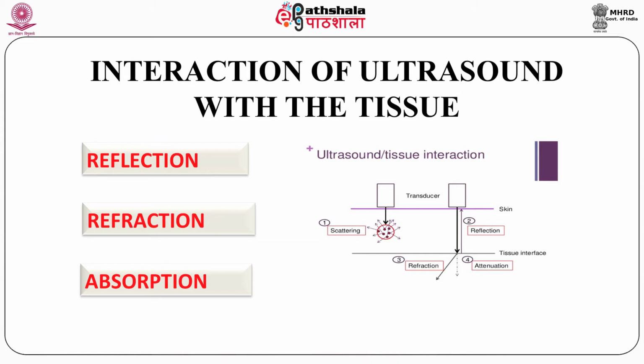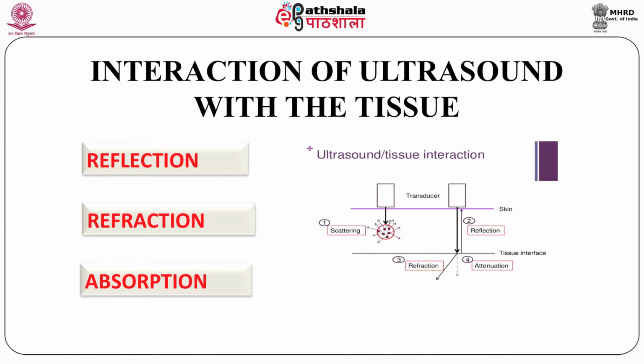Now coming to the interaction of ultrasound waves with the tissues. When ultrasound interacts with the body tissues, there is reflection, refraction and absorption. The image is produced by the reflected portion, as shown in the figure. When a sound beam interacts with the body tissues, a percentage of the beam is reflected back towards the transducer, which is the source of the sound waves.